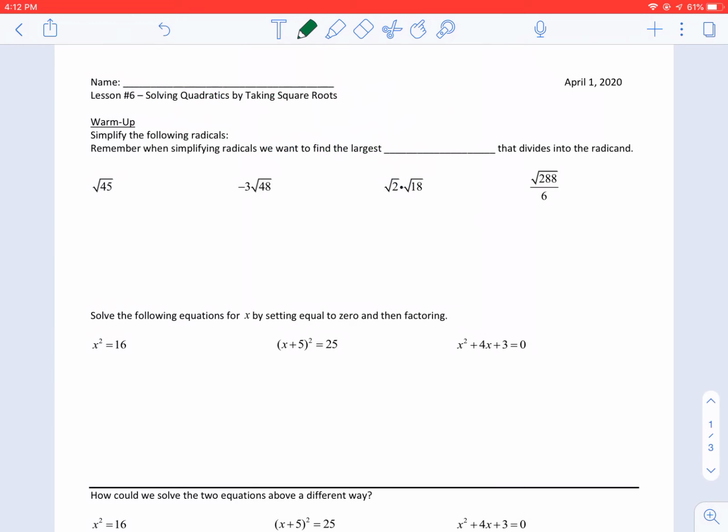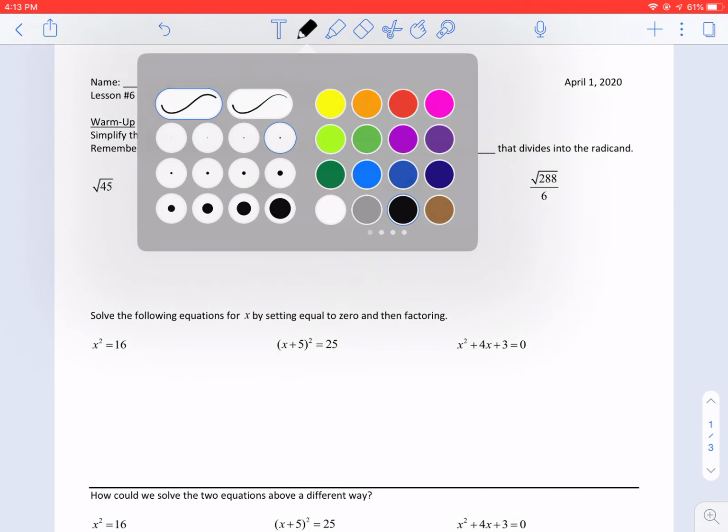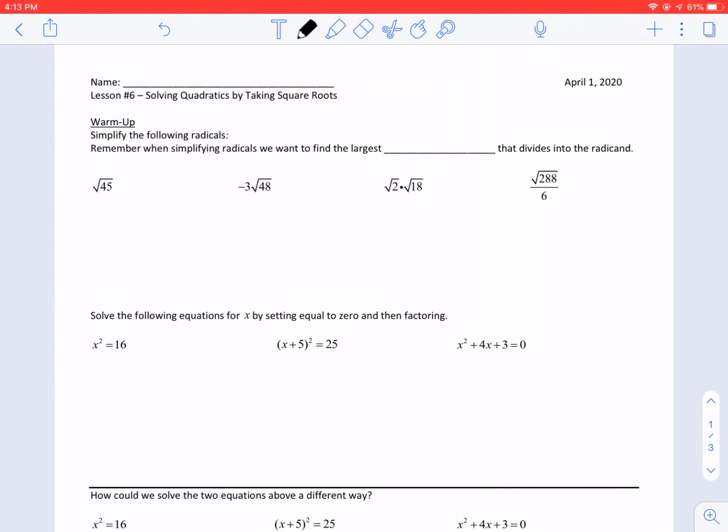Just send me a message asking why did I lose points on question number 10, for example, because the only feedback you're going to be getting is the number of points you got on that question. So if you have a question on why you lost points on something, just let me know on Google Classroom.